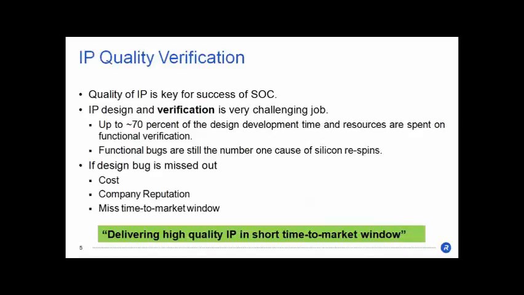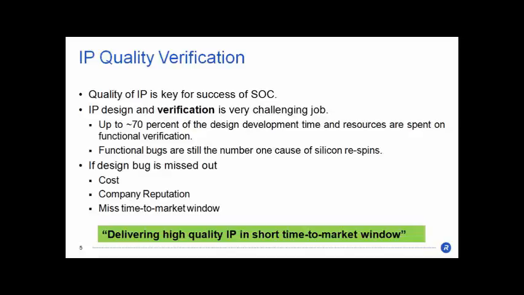So I think it's very important, the quality of IP for the success of any SoC, because the SoC is nothing but a combination of different IPs. So IP design and verification is a very challenging job, as the historical data suggests that most of the time or resources in a given project is spent in verification. And functional bugs are still the number one cause of silicon respins.